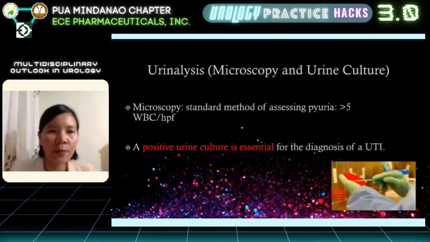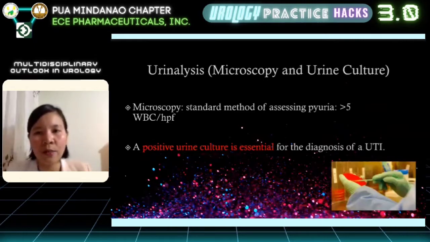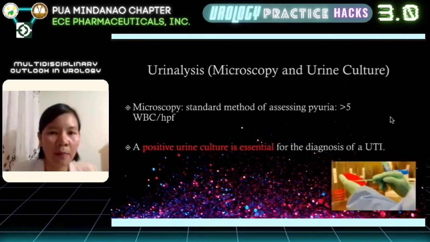For microscopy, this is the standard method of assessing pyuria. In centrifuged urine, abnormal is more than 5 WBC per high power field. And it is very important to know that what is essential for the diagnosis of UTI is a positive urine culture.